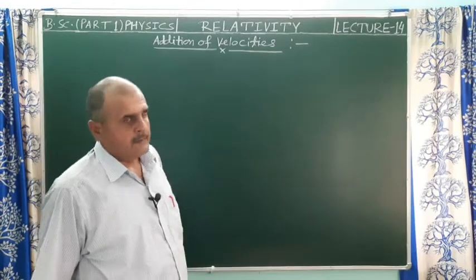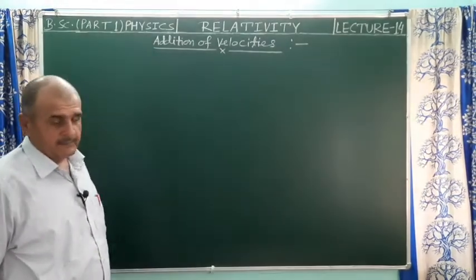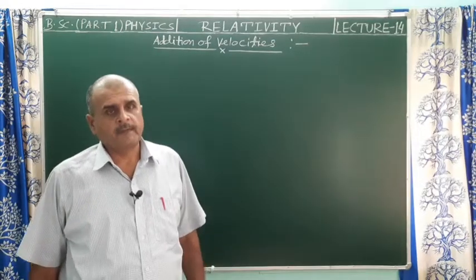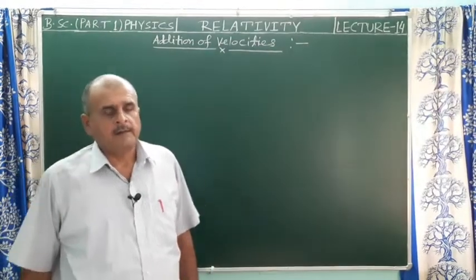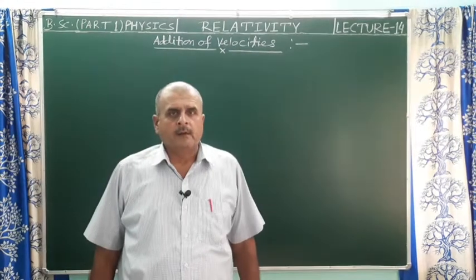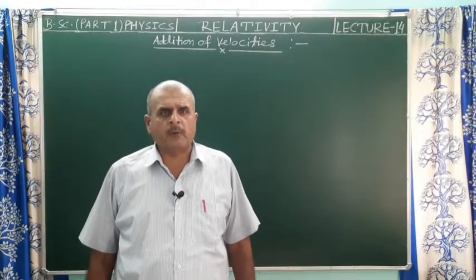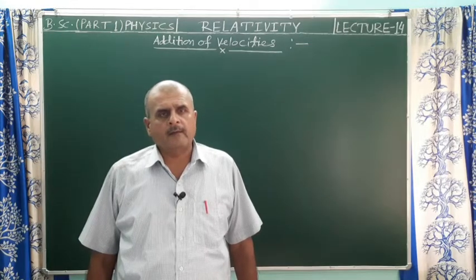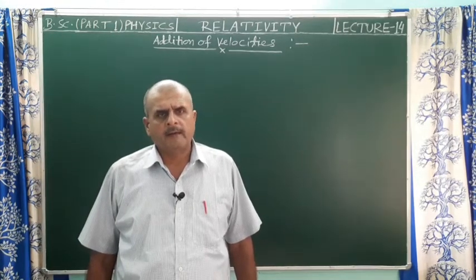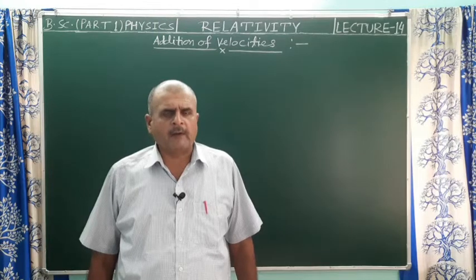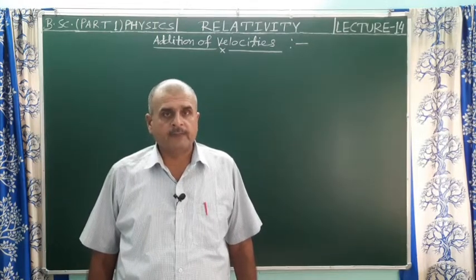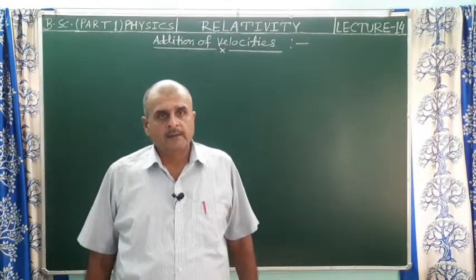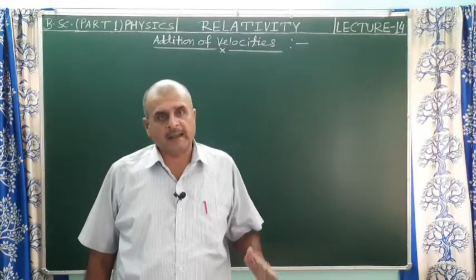The topic is addition of velocities, or Einstein's formula for addition of velocities. On the basis of Lorentz transformation equations, Einstein obtained the formula for addition of velocities, that is the relativistic formula, which differs from classical physics.